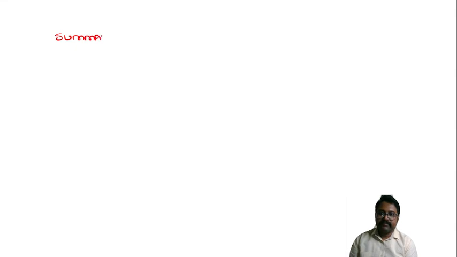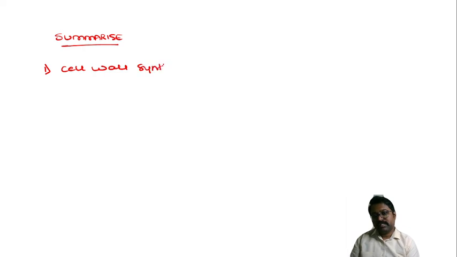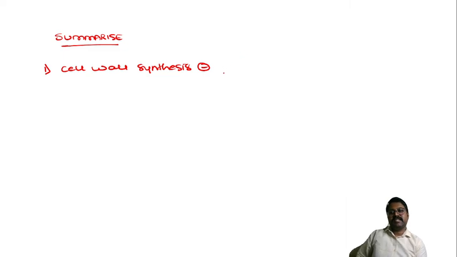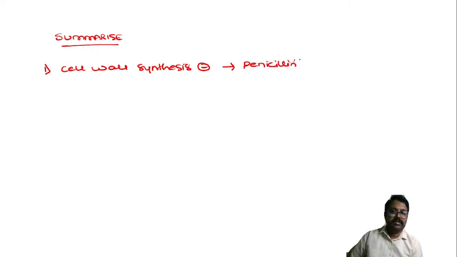So just to revise, just to summarize, the first class of drug was inhibiting the cell wall synthesis. Cell wall synthesis inhibitors. The most typical example you can remember is the penicillins or the beta lactams.